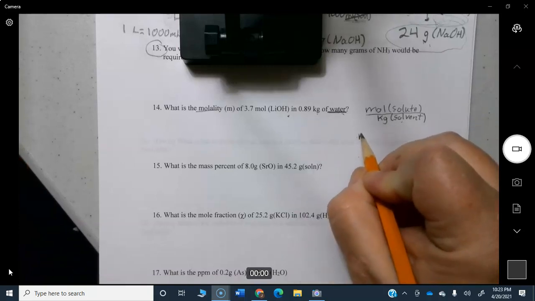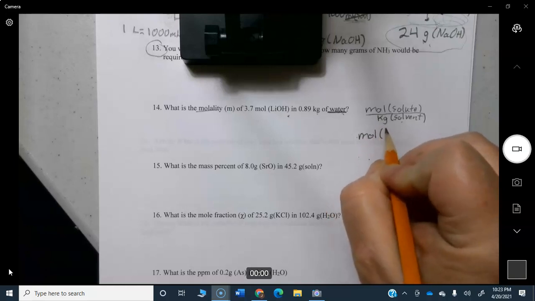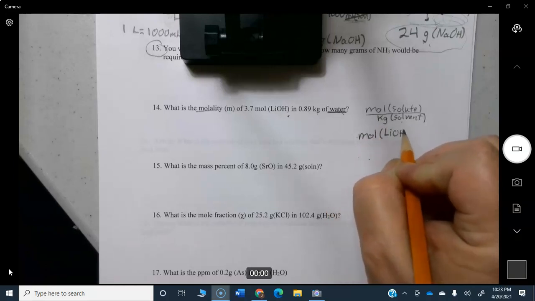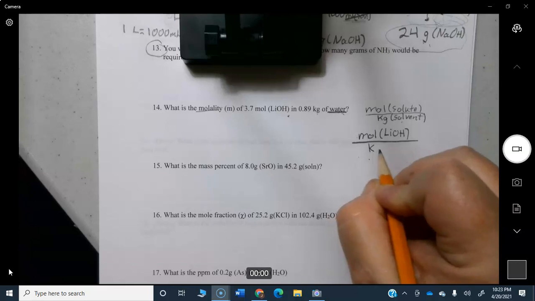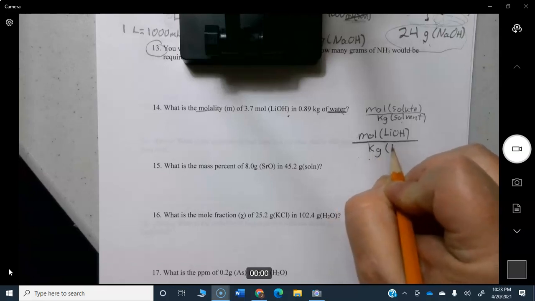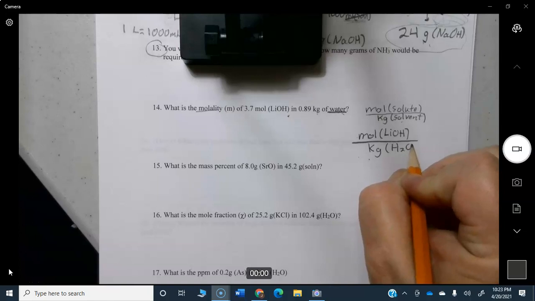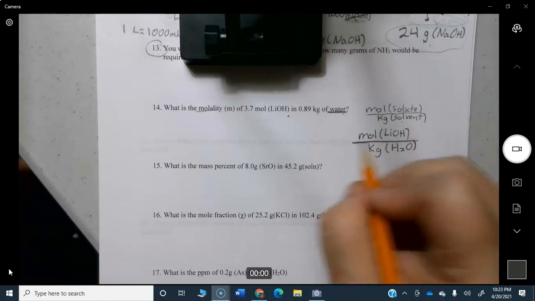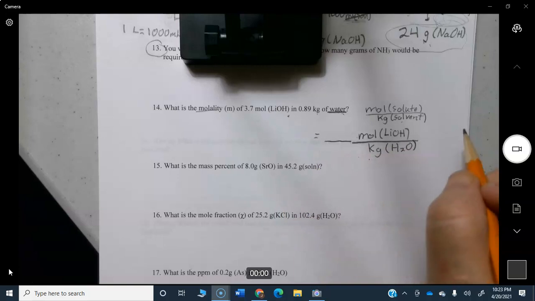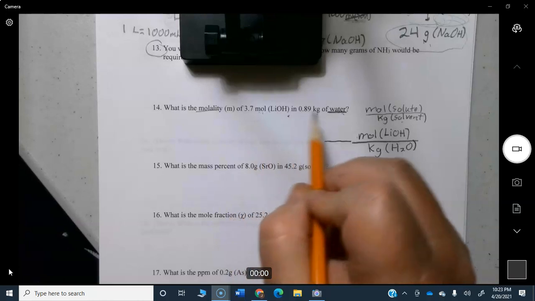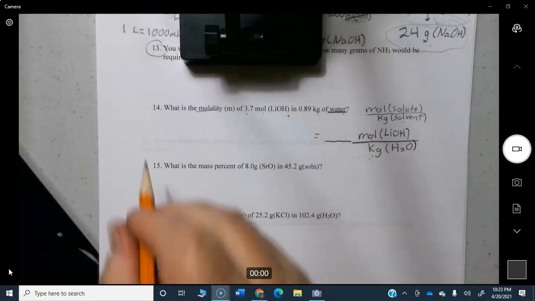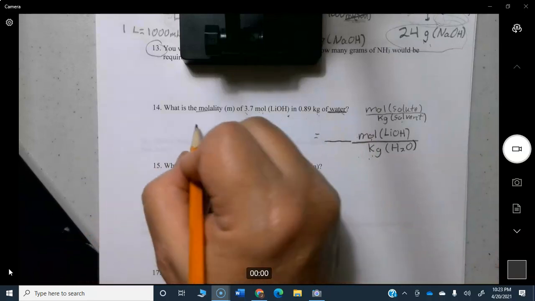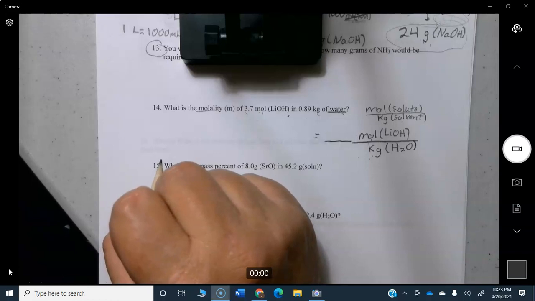So let's go ahead and write it here. So it's moles of LiOH, that's the solute, over kilograms. And you can just go ahead and write H2O. If you want to write solvent, you can. Okay, and so we're trying to find that, okay? Okay, so what are we going to start with? Well, you're just going to start with these. You got moles, kilograms. Moles, kilograms. So you're just going to put this on top of that. So this is really a pretty straightforward problem. There's no conversions involved, in other words, okay?